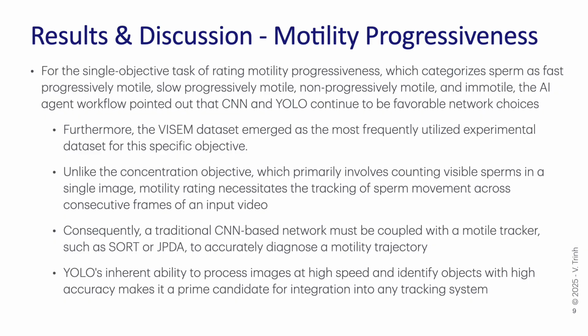Unlike the concentration objective, which primarily involves counting visible sperms in a single image, motility rating necessitates the tracking of sperm movement across consecutive frames of an input video. Consequently, a traditional CNN-based network must be coupled with a motion tracker, such as SORT or JPDA, to accurately diagnose a motility trajectory. YOLO's inherent ability to process images at high speed and identify objects with high accuracy makes it a prime candidate for integration into any tracking system.